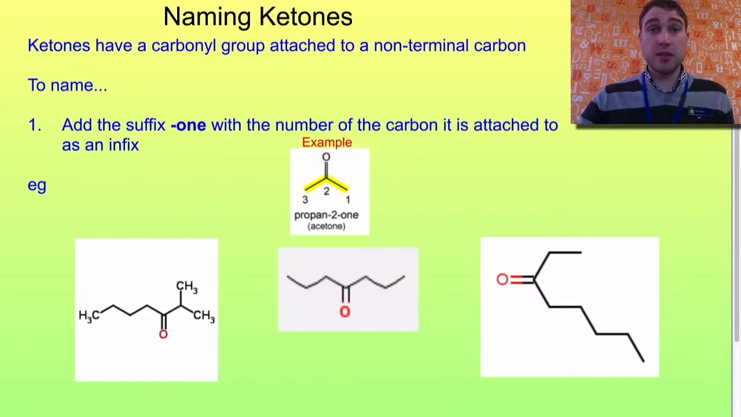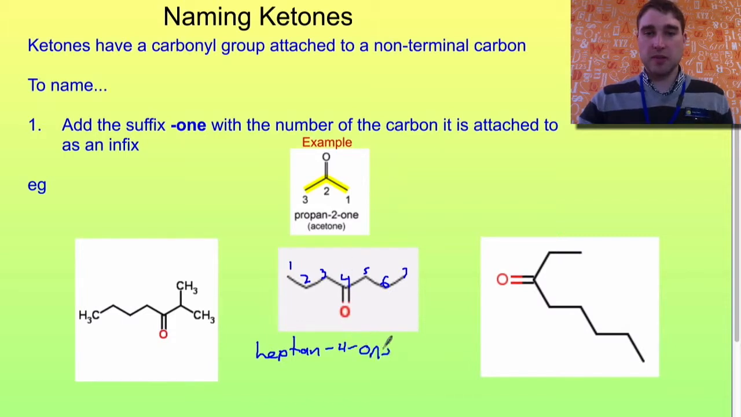Alright, so to name ketones, because the group is on a specific carbon in the middle of a chain, not at the end, we need to number it. So we use the number as an infix, and our suffix is -one. Here's our example, propan-2-one, or just propanone, is the only place the ketone group can go. So let's start with this one here in the middle. We'll count our carbons: 1, 2, 3, 4, 5, 6, 7. So it's going to be heptan-4-one. Heptan is the parent chain.